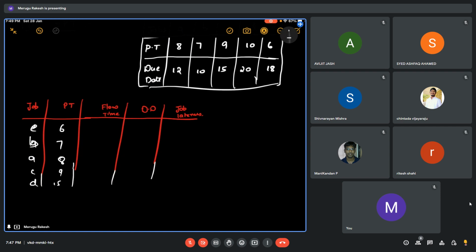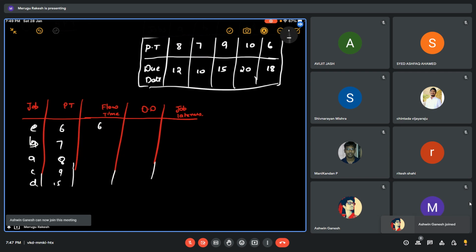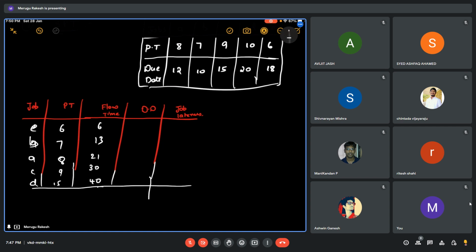Flow time is nothing but the addition of the next. Suppose 6 is the first time, so the next one will be 7. 6 plus 7 will get 13, and we'll add up these things. Then the due date. So we have to write this due date in order to calculate how much each job is getting delayed.